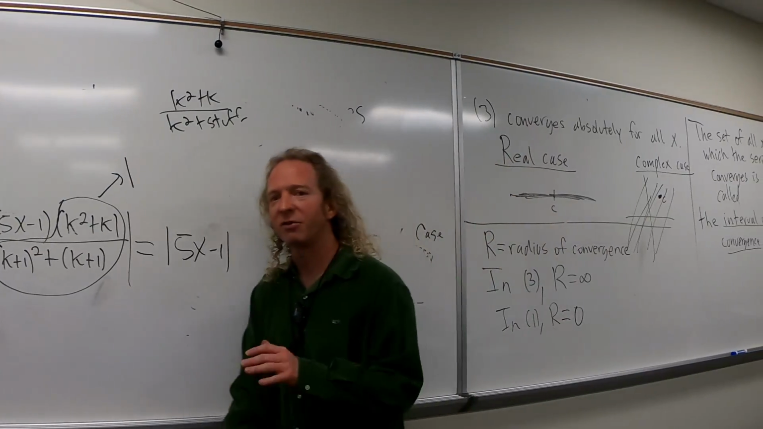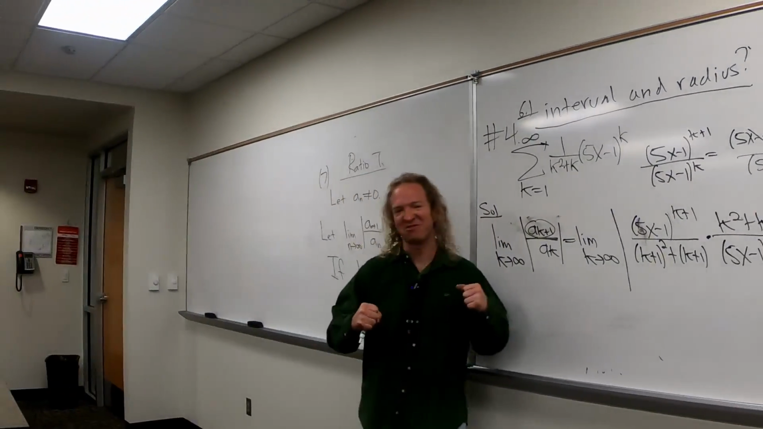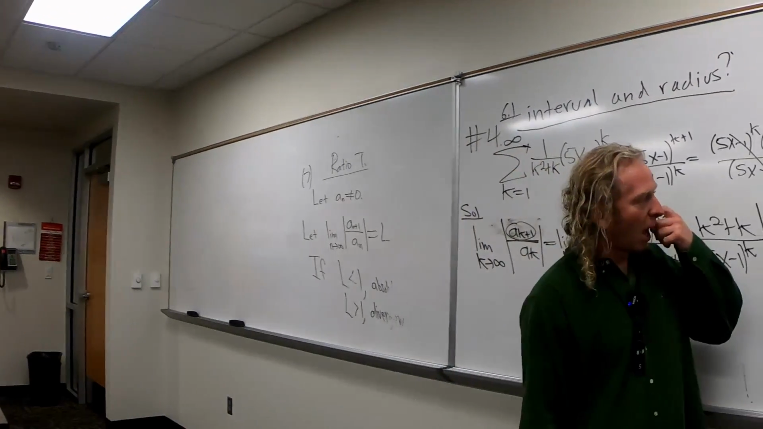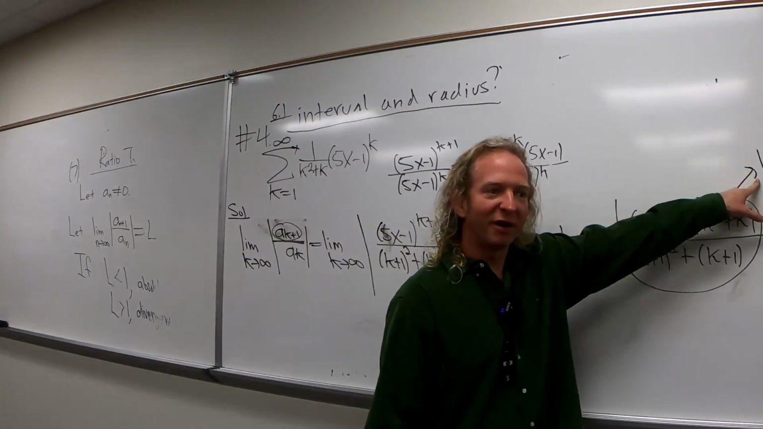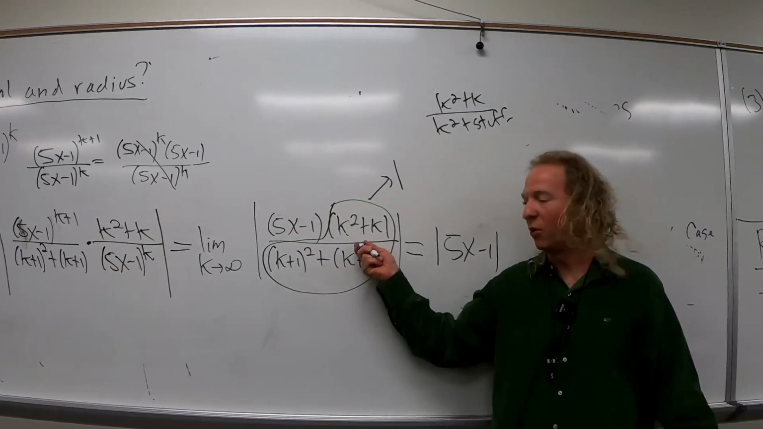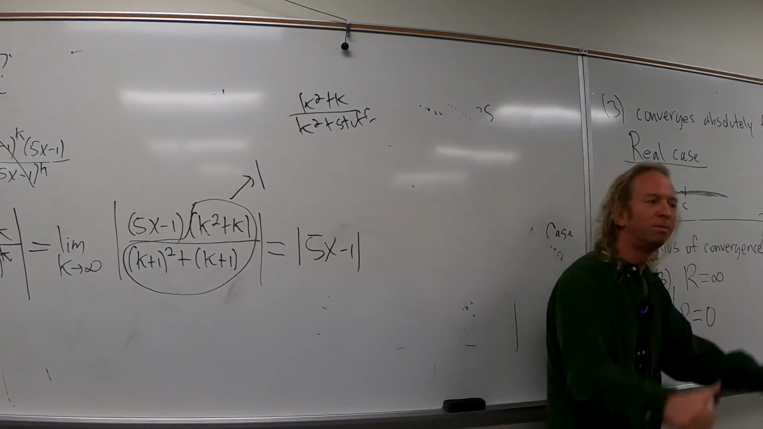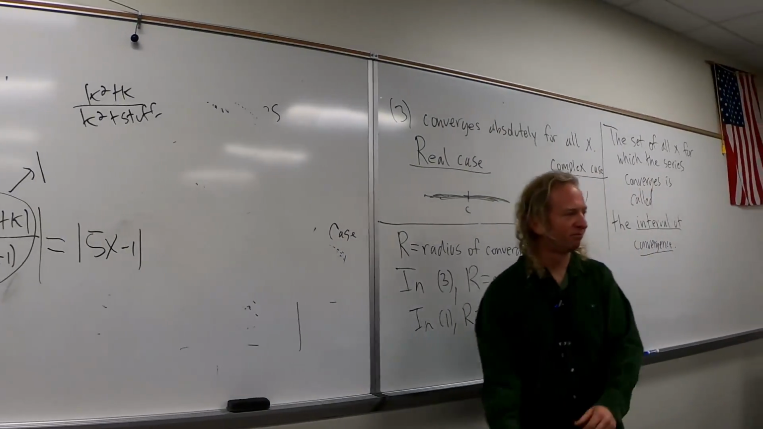Pause here. This is one of the hardest things in Calc 2 for people. How could I write that in a note? Basically, just put the arrow here and put a 1, because this goes to 1. Do you see why? Because it may as well be k squared over k squared. Boom. Just 1.